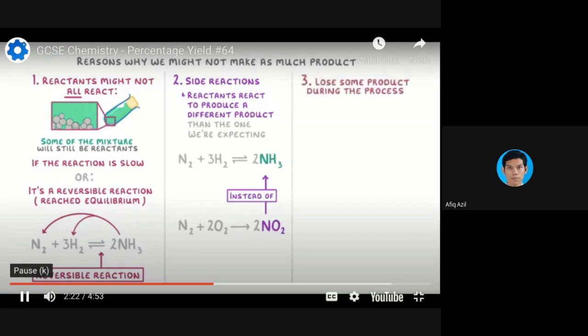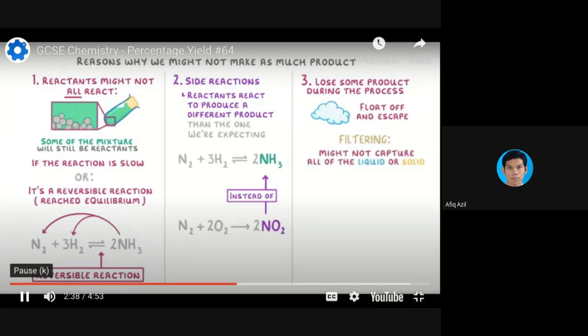The third reason is more simple. We could just lose some of the product during the process. For example, gaseous products can float off and escape. Or if we were filtering something, we might not capture all of the liquid or solid.